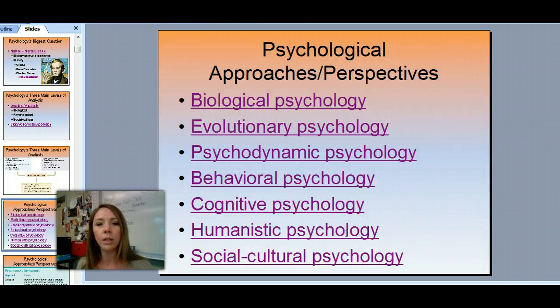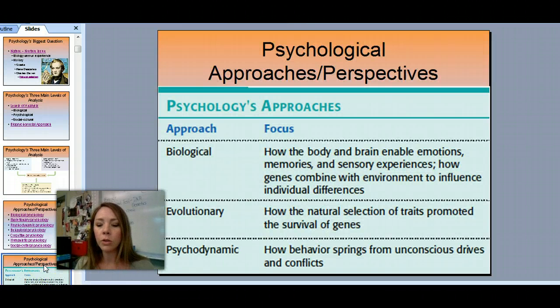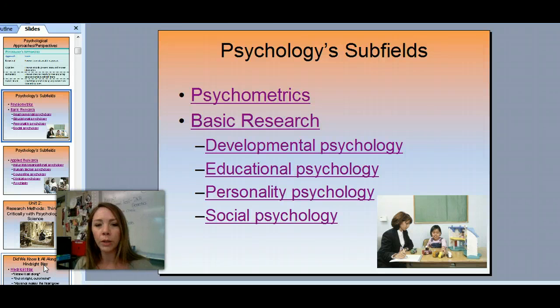Here are the listed perspectives that we went on throughout the year. So our next lecture will go over biology. Evolutionary, remember that's talking about your environment. Psychodynamic, psycho, freaky Freud. Behavioral, cognitive, humanistic, hippieness, and then cultural, sociocultural. Those are our units. So we will not go through those right now. We'll keep those for later.